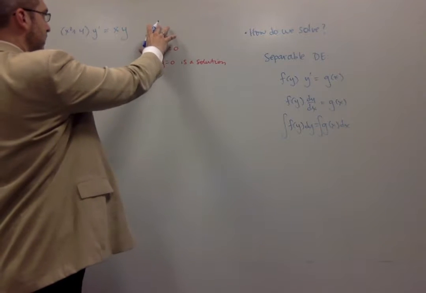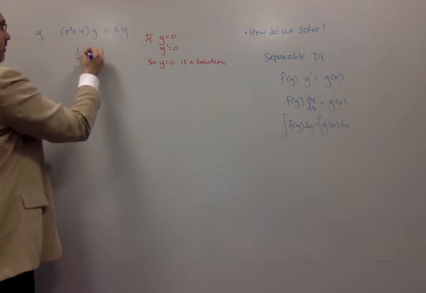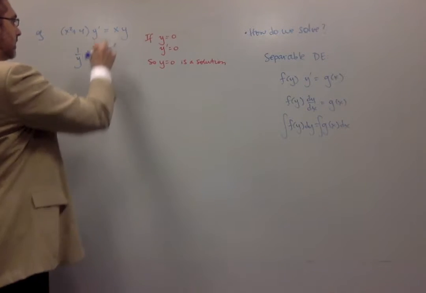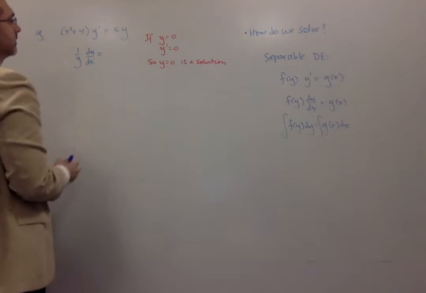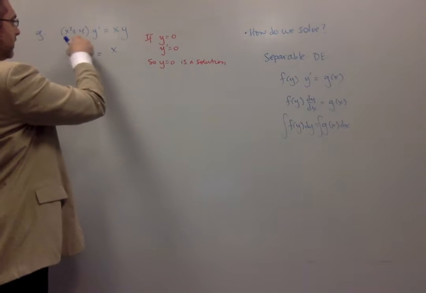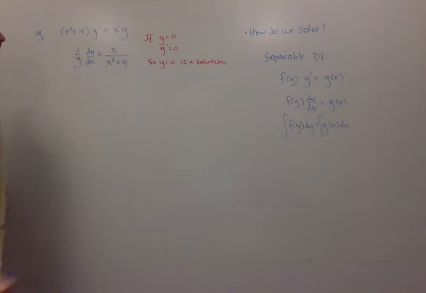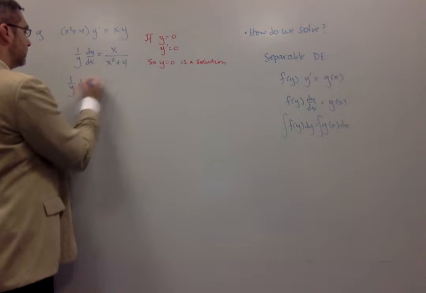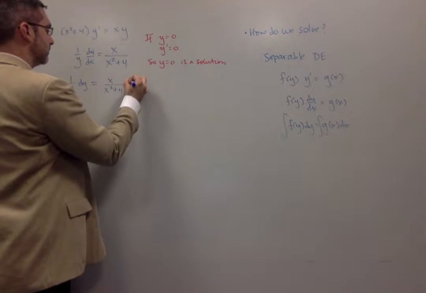So assuming that y is not 0, we can divide by it. So I'm going to make 1 over y. I'll leave the y prime there just for a second. Let's actually turn that y prime into dy over dx. And then I've got my x over here, and I'm going to divide the x squared plus 4 over. Okay? So putting the dx on the other side, what we're left with is 1 over y dy equals x over x squared plus 4 dx.